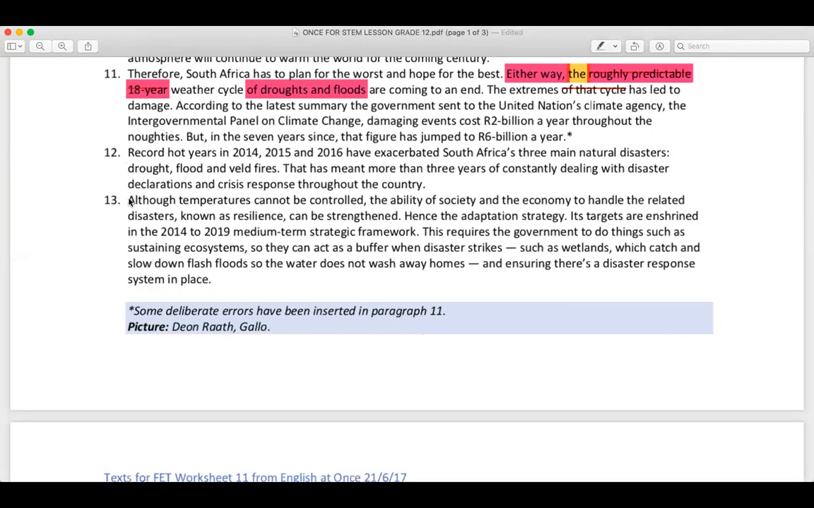Although temperatures cannot be controlled, the ability of society and the economy to handle the related disasters, known as resilience, can be strengthened. Hence the adaptation strategy. Its targets are enshrined in the 2014 to 2019 medium-term strategic framework. This requires the government to do things such as sustaining ecosystems so they can act as a buffer when disaster strikes, such as wetlands, which catch and slow down flash floods so the water does not wash away homes, and ensuring this disaster response. Let's go.